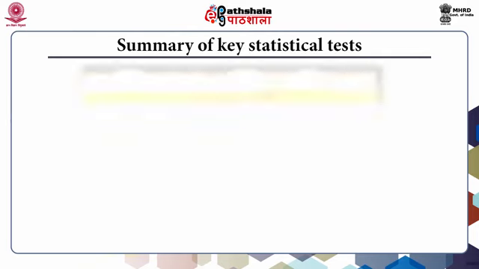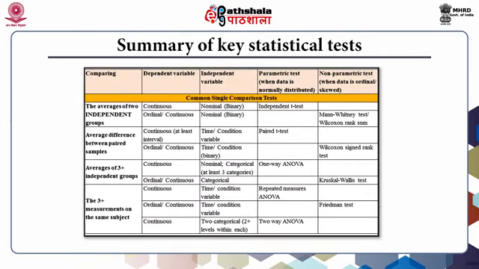This slide shows the summary of the key statistical tests which we have observed in this module. These include the parametric tests and their non-parametric counterparts. At first, we look at the common single comparison tests, for example, independent t-test, paired t-test, one-way ANOVA, two-way ANOVA, repeated measures ANOVA. Then non-parametric counterparts like the Mann-Whitney test, Wilcoxon signed rank test, Kruskal-Wallis test, Friedman's test, etc.